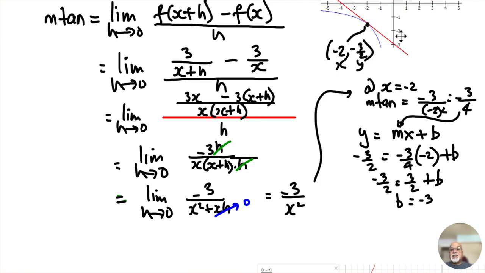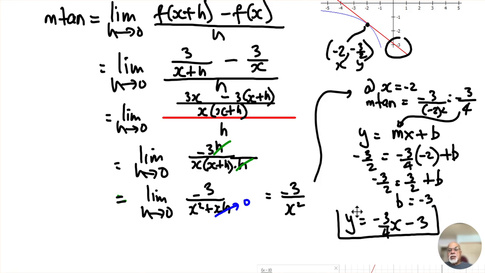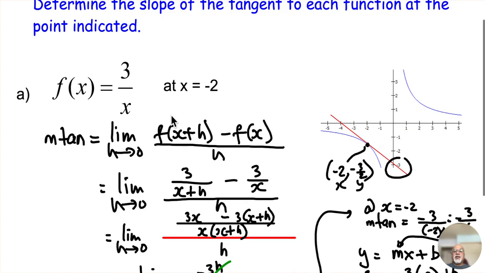That makes sense. It seems to be going through negative 3. And so the equation is y is equal to negative 3/4 x plus the b, which is negative 3. So that would be the actual equation of the tangent at x equal to negative 2 for the function 3 over x.